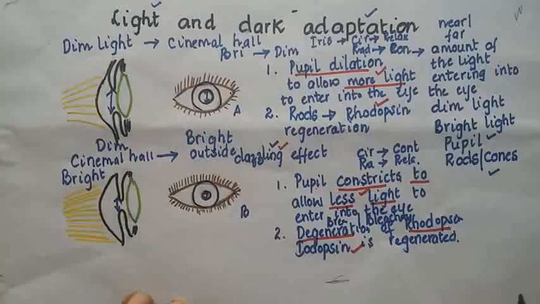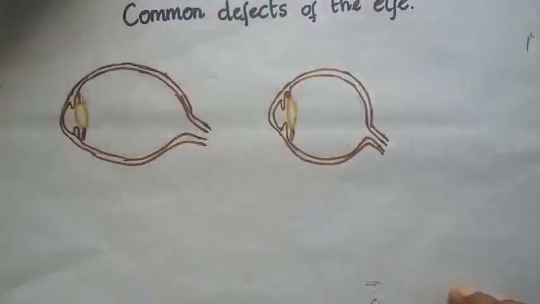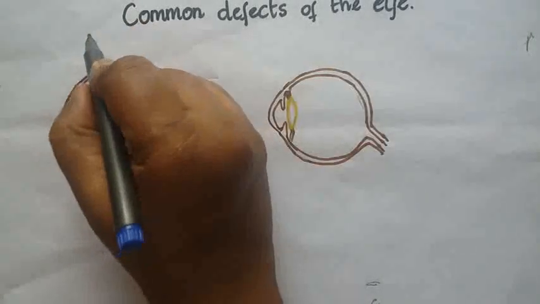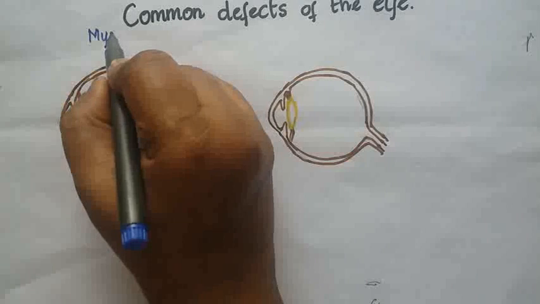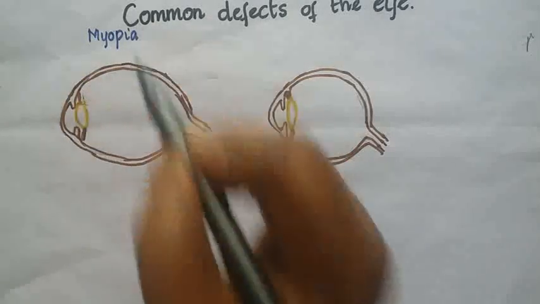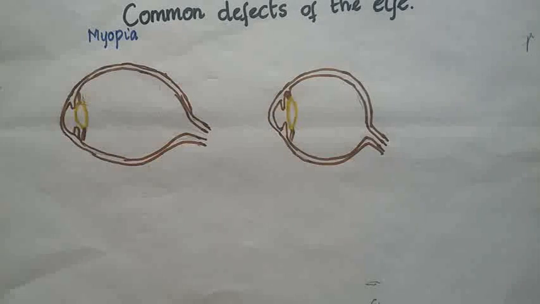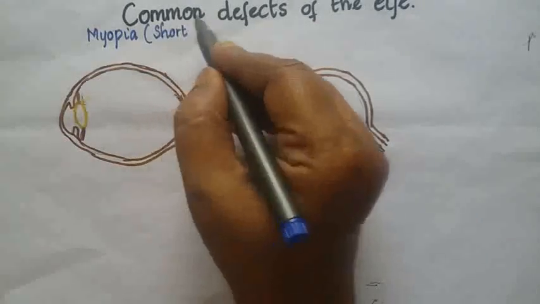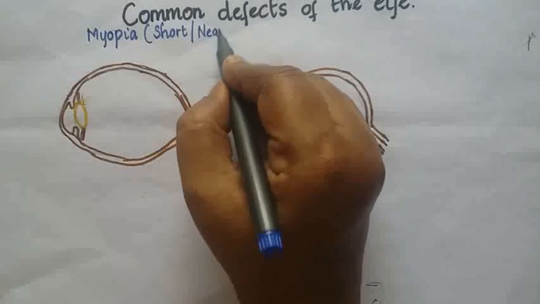Let us learn about some of the defects which are related with our eye. To begin with, let us start with the first defect of the eye, known as myopia, or what do we call it as short-sightedness or nearsightedness.